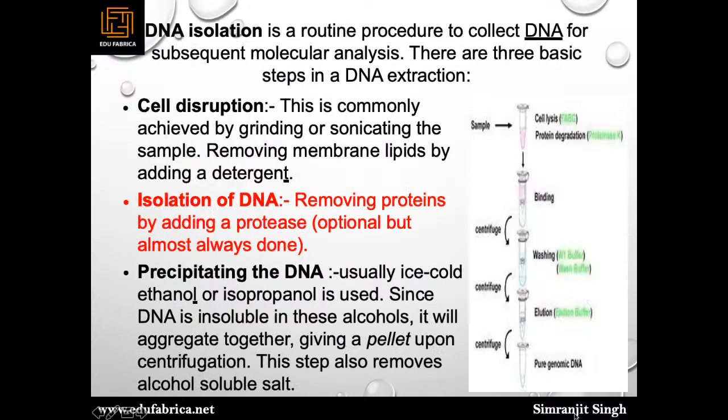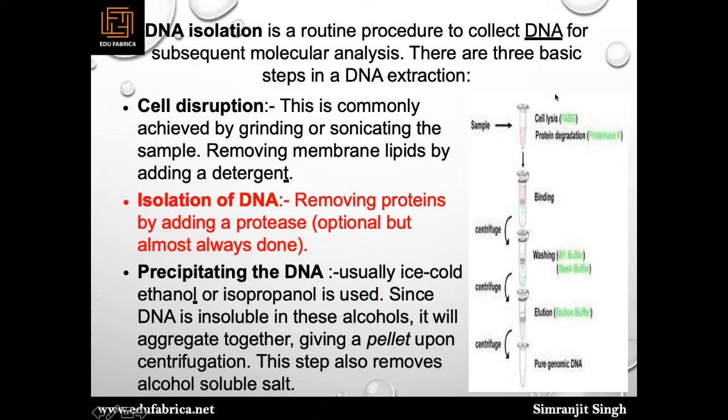Then your DNA isolation is basically divided into three different parts. First, you disrupt your cells and remove the cell membrane by sonication or by adding detergent. Then you isolate the DNA by removing the proteins by the addition of a protease. Then you precipitate the DNA using ice cold ethanol or isopropanol, because DNA is not soluble in alcohol, so it will come together, and we get a pellet after centrifugation. This will remove the alcohol-soluble salt.